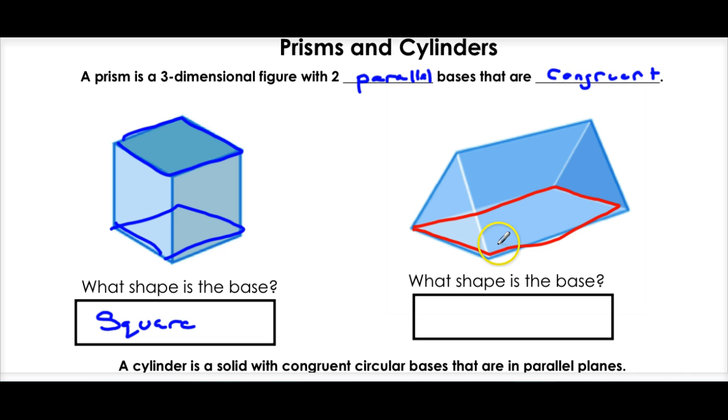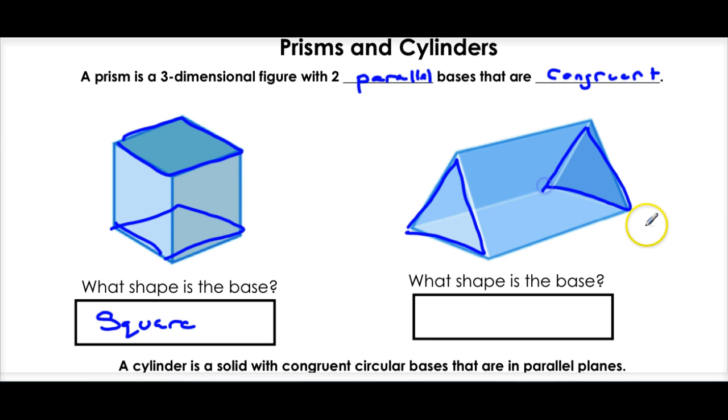But that would be incorrect because the definition says that it has two parallel bases and the bases are congruent. Do you see anything parallel to that base? Well, no, because it's a triangle. On top you don't see the same thing. So that wouldn't be our base. Kind of tricky there, right? The base would actually be the triangle. You see how this triangle is parallel and congruent to this triangle? So our bases are triangles. So remember, if you're ever wondering where your base is, it's the two that are opposite each other, or parallel to each other, and congruent.